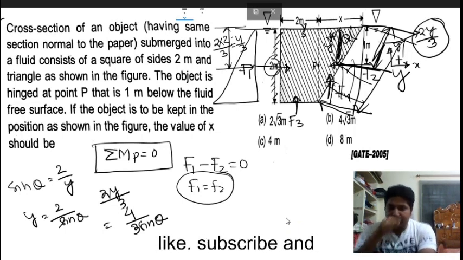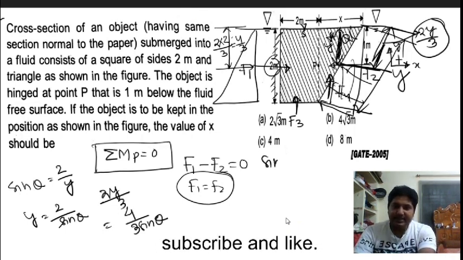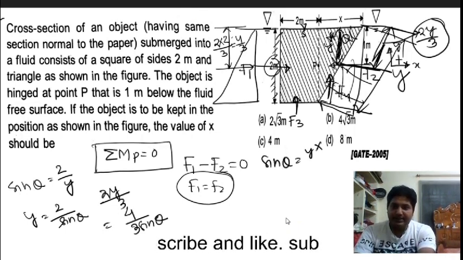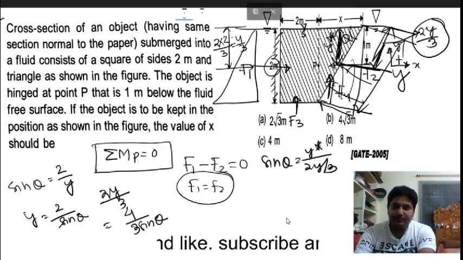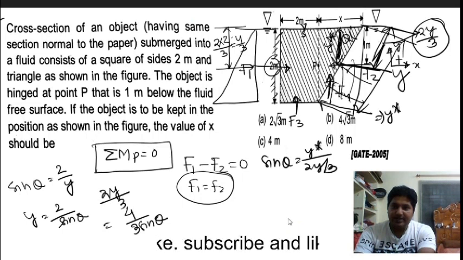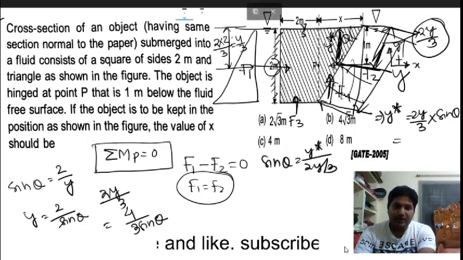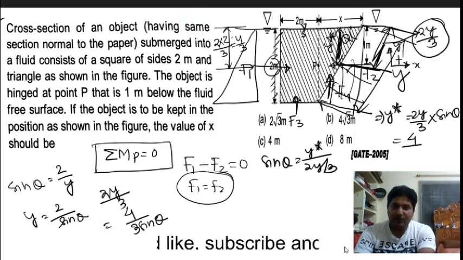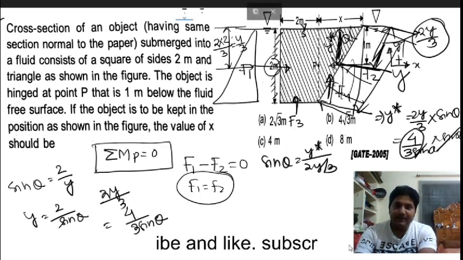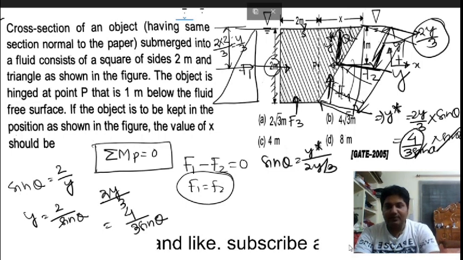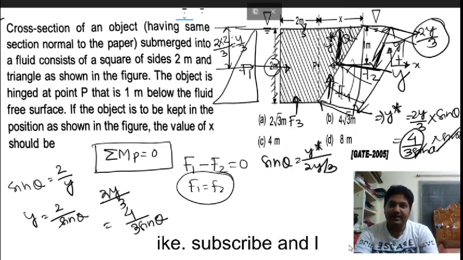Sorry. So sin theta will be equal to y star by 2y by 3. So this y star, the center of pressure, will be equal to 2y by 3 into sin theta. So 2y by 3 is how much? This is 4 by 3 sin theta into this sin theta. So sin theta, this is 4 by 3. Meaning the force will also act at a distance of 4 by 3 from the free surface.